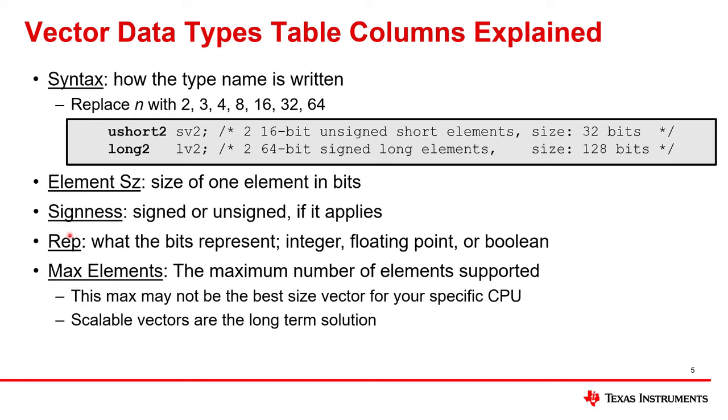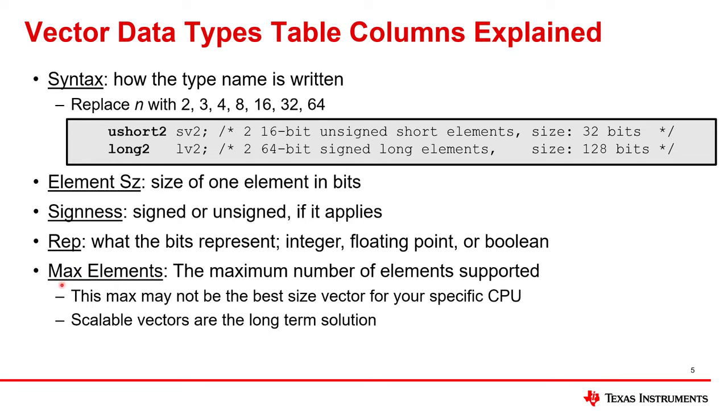The next column is rep, which stands for representation. What do the bits represent? And there are three choices: integer, floating point, or Boolean. The last column is max elements, the maximum number of elements that are supported for that type.